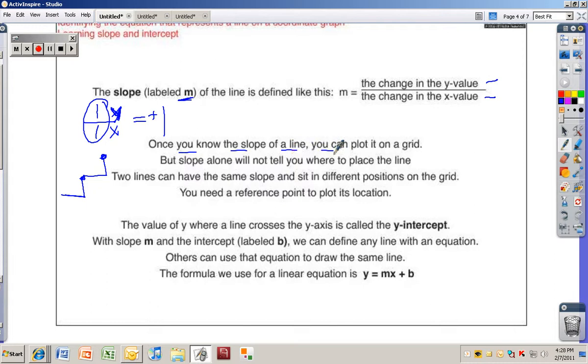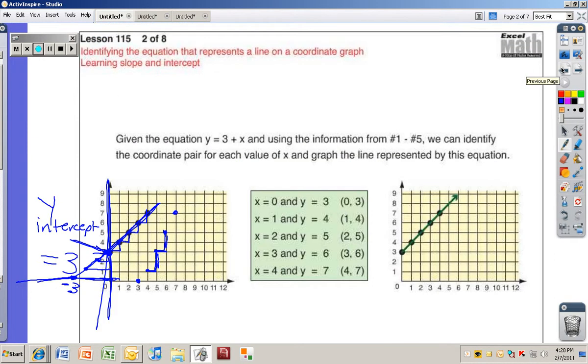Once you know the slope of a line, you can plot it on a grid, but slope alone will not tell you where to place the line. Two lines can have the same slope and sit in different positions on the grid. You need a reference point to plot its location. In other words, let's go back and look at this. What they're saying is, I could have a line that's sloped just like this, except it could be right here, or down here. It doesn't have to be right here.